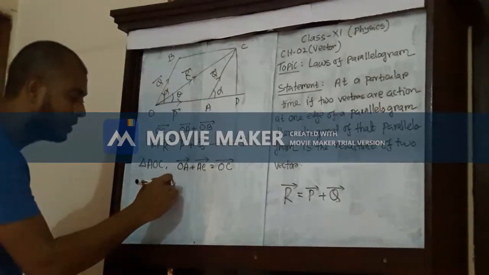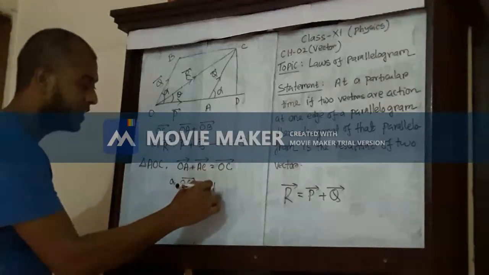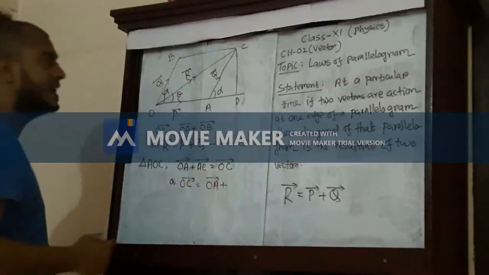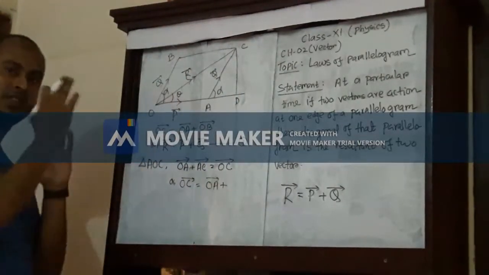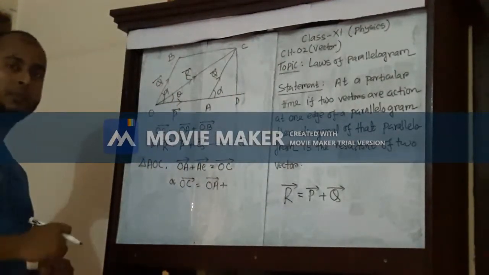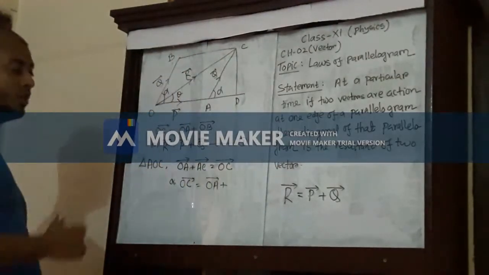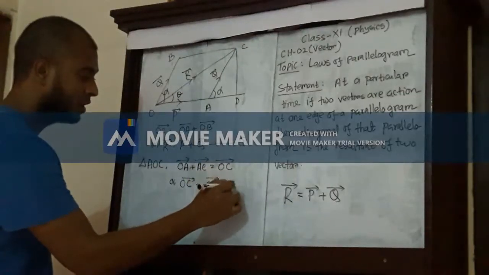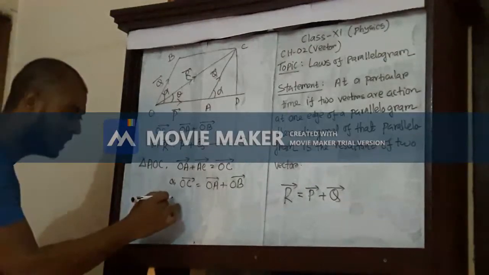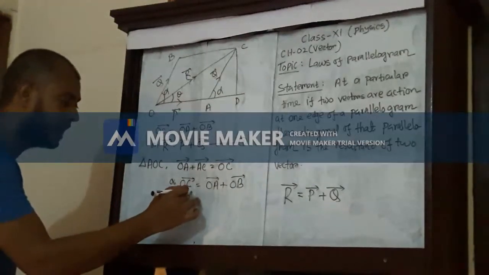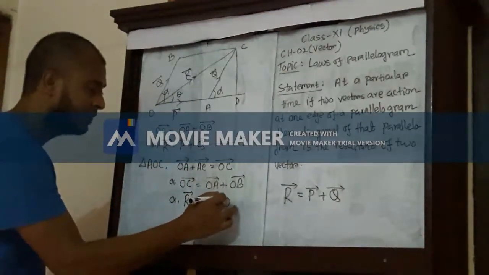So OC can be replaced by OA, and here AC. Here AC is nothing but OB, since these two are the two parallel arms of a parallelogram. That's why AC is replaced by OB. Here OC is vector R will equal to vector P plus vector Q.